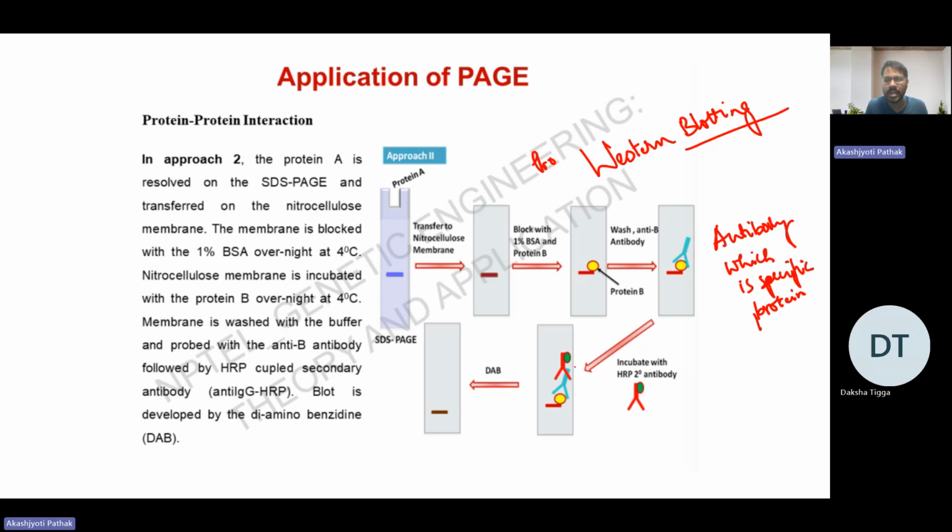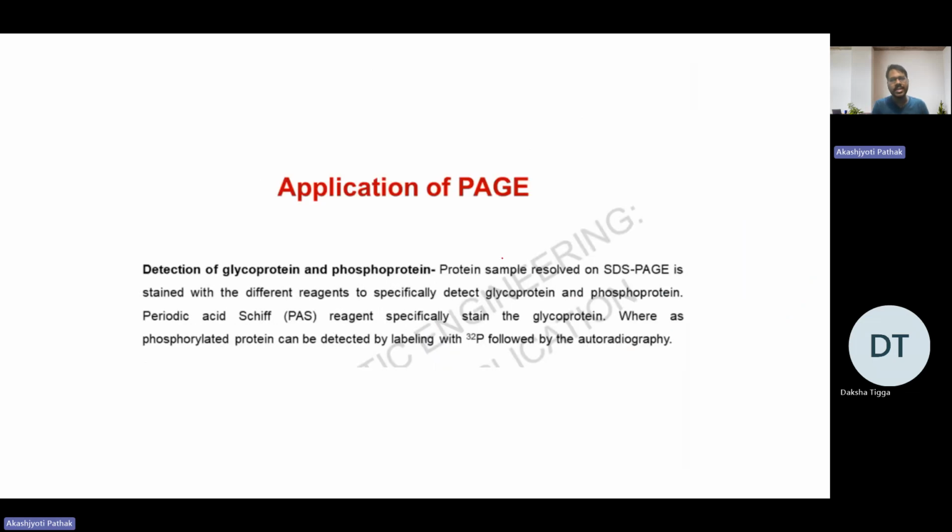This secondary antibody will have a fluorophore, and then you add the substrate, and then you quantify. You prepare the plot, and then you quantify. So if protein B is interacting with protein A, then you will have the band of protein B. We will understand this in Western blotting. So another application of this.